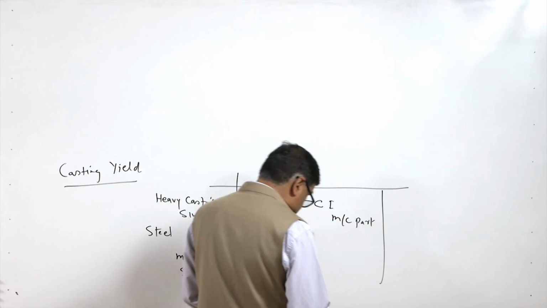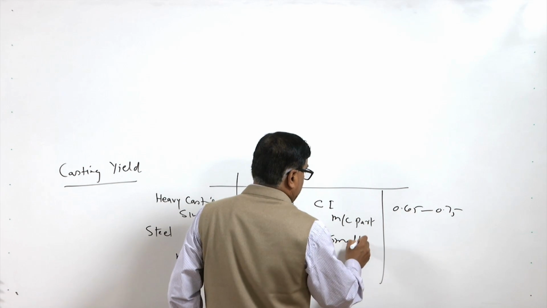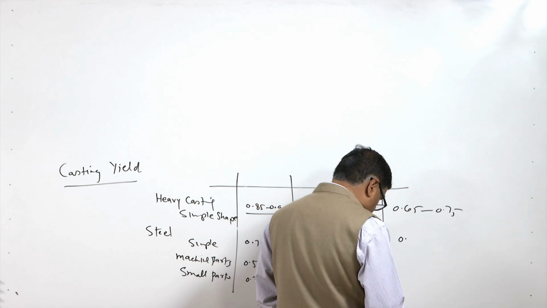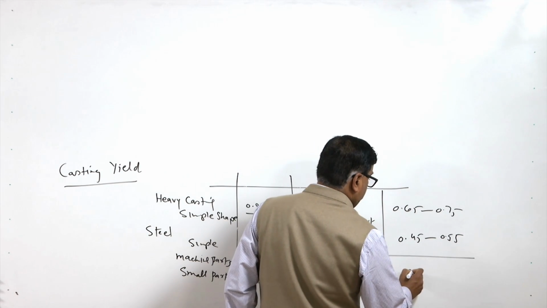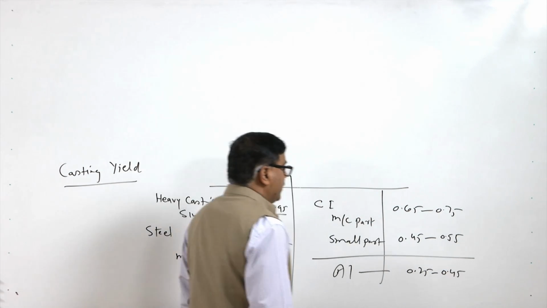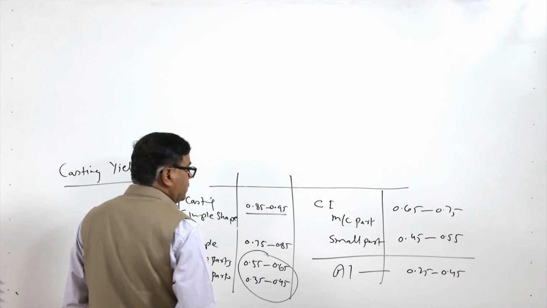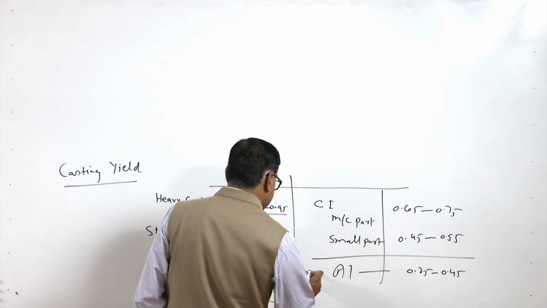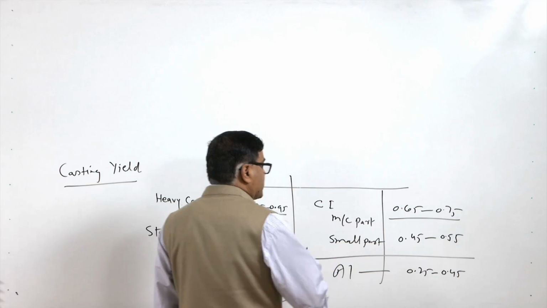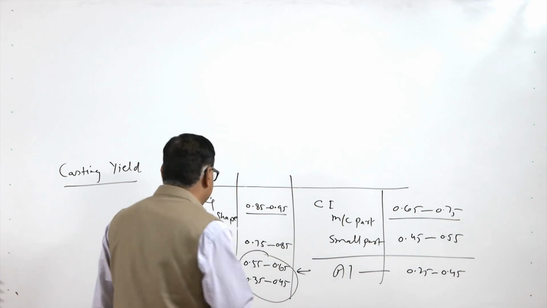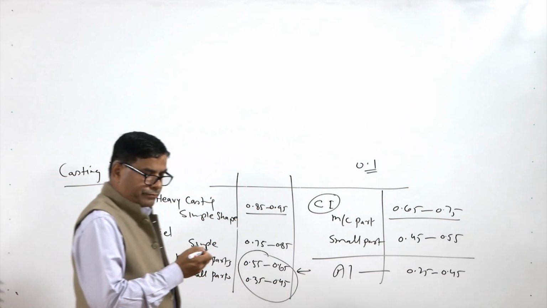heavy machine parts, the yield is found in the range of 0.65 to 0.75, while for the small parts the yield is found in the range of 0.45 to 0.55, while in case of the aluminum the yield is found quite low, 0.25 to 0.45, depending upon the size and the complexity of the casting. So, if we try to compare these two, the steels and cast iron, in case of the steel for machine parts it is 0.55 to 0.65, and here for machine parts it is 0.65 to 0.75. So, this is a little bit higher yield in case of the cast iron as compared to the steels, the difference is of 0.1. This difference is attributed to the better castability of the cast iron as compared to the steel.